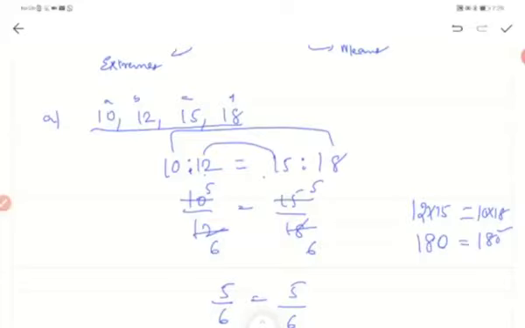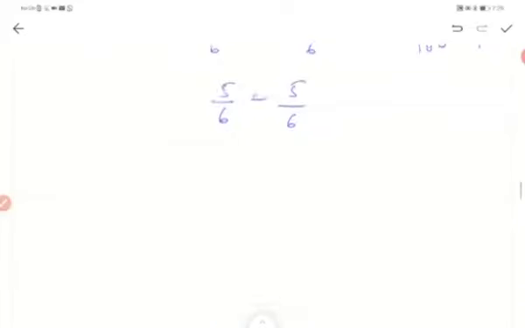Alright, so four numbers will be given, and they'll ask whether they are in proportion or not. Or you will get questions like 4 is to 2 is proportion to 14 is to 7. They are asking us whether this is true or false. Okay, how do you check that?